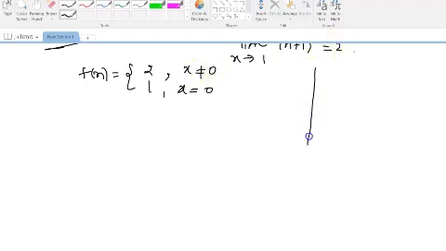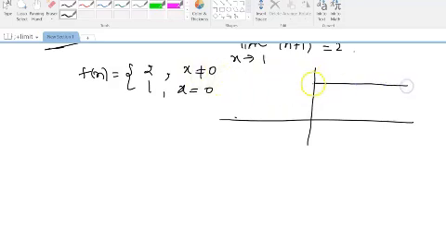Okay, now let's see the graph of this function. So let's make a small graph over there. When x is not equal to 0, at x not equal to 0, this should be a blank point. The value of the function is 2. But at x equal to 0, the value of the function is 1. Now let's see what should be the limit x tends to 0. Of course, at x equal to 0, the value of the function is 1.